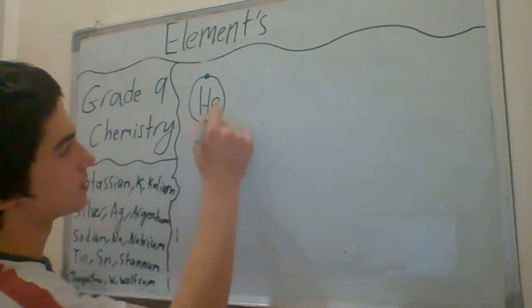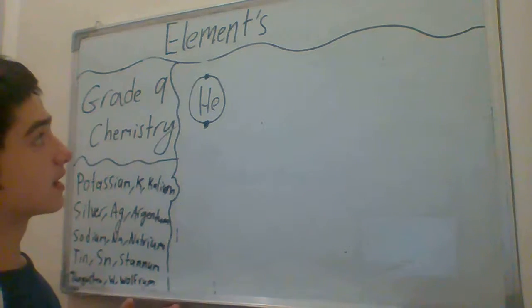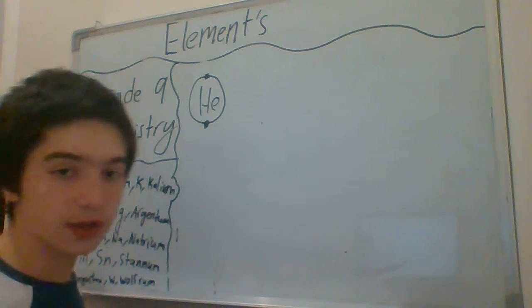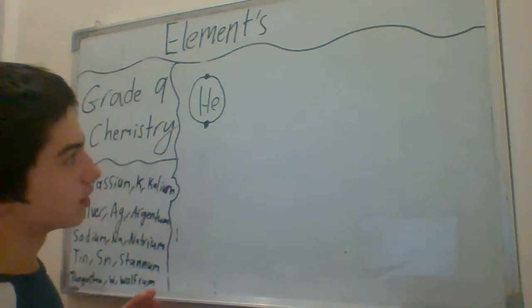You're right, it's in period 1. But what group is it in? If we're going to say that it has 2 valence electrons, it's going to be beryllium, but that's wrong. How do I know? Helium, it's an exception.